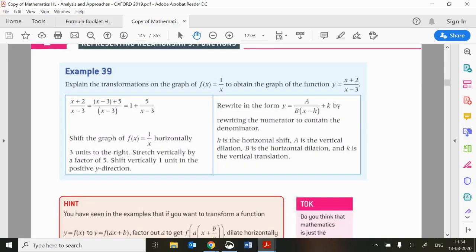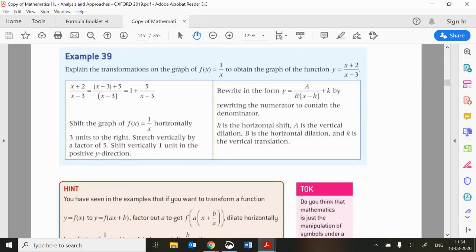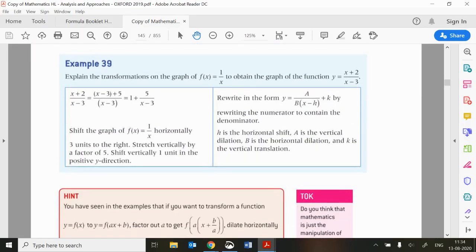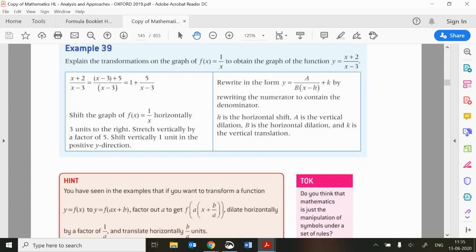Oh, that's a nice question to end on. So what does it say? It says shift the graph horizontally 3 units to the right. So they've done the x first, then they've done the stretch vertically by a factor of 5, and then shift vertically by 1 unit. Oh, they've said shift. You should say translate. Okay, so translate vertically 1 unit in the positive y direction. Okay, but as long as you've got your vertical stretch happening before your vertical translate, it's fine.